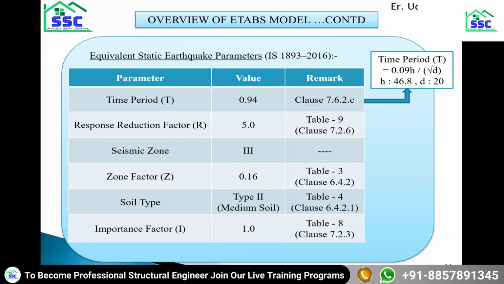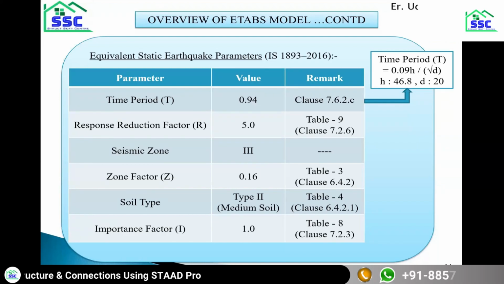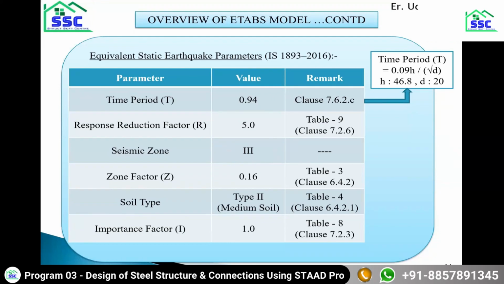Okay, so these are the details of the equivalent static earthquake parameters that we are using in the model. Time period, as I told you, is taken as 0.94. The basic formula for time period calculation is 0.09h divided by under root d. In that, the height of the building is considered as the height above the ground floor, that is 46.8 meter. So it is basically the height of the entire model minus 3.6 meter, which is the height below the ground.